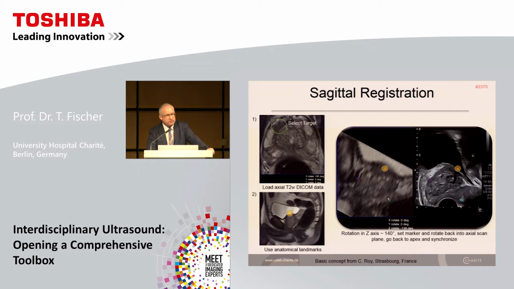We can do sagittal registration and fusion. How it works: load your DICOM data from the MR set, mark your lesion on your ultrasound platform in the axial overview, and then switch back into a sagittal scanning. Use anatomical landmarks like the bladder neck or the orthocontour of the prostate, set your marker, and then turn back into the axial scan plane.